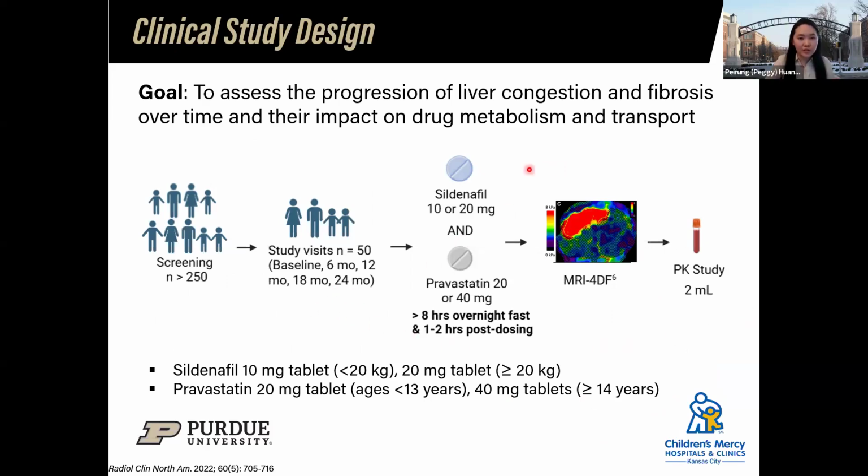They administered sildenafil and pravastatin. And the dosing selection is based on what is listed here. And they will also assess MRI-T1 to look at the degree of liver congestion from fibrosis. They will also collect a plasma sample, 2 milliliters.